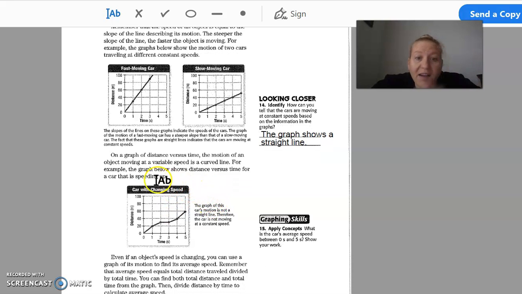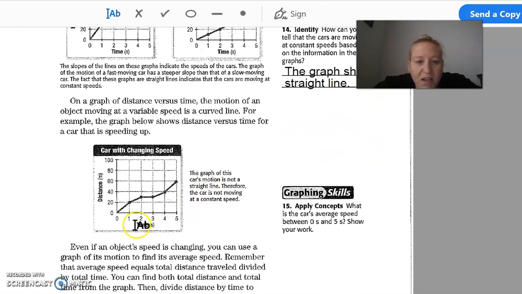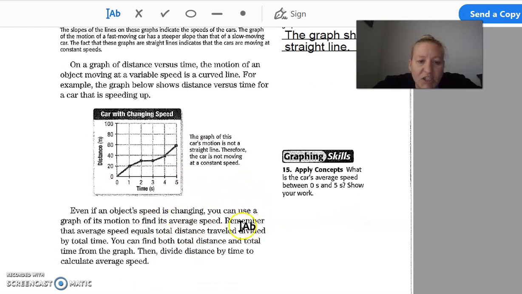Now, on the graph of distance versus time, the motion of an object moving at variable speeds is a curved line like this. For example, the graph shows the distance versus time for a car that is speeding up. So we can see this curve. Even if the object's speed is changing, you can use a graph of its motion to find its average speed. Remember, the average speed equals total distance traveled divided by total time. You can find both the total distance and the total time for this graph, then divide the distance by time to calculate the average speed.